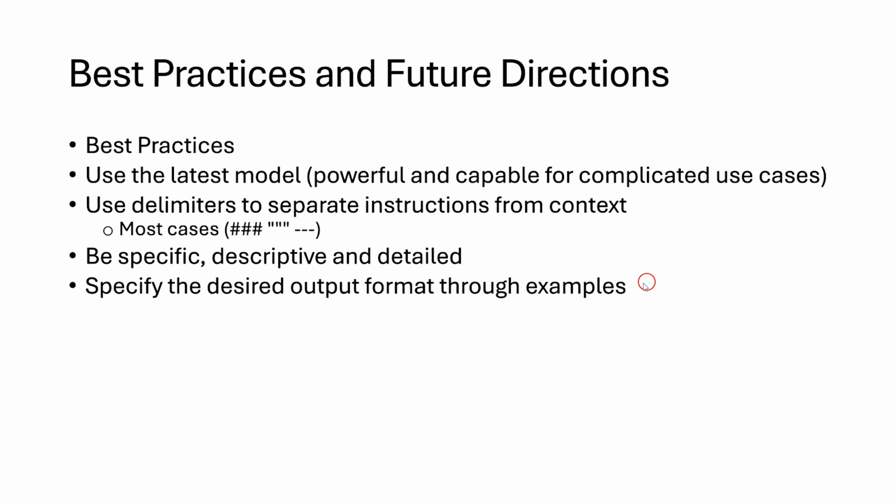The next one is to specify the desired output format through examples. If you provide examples in your prompts, your generative AI model will give you the response in your desired output format. Don't assume it will give your desired output format without specifying it. So you need to specify the desired output format and give some examples, and in that case it will understand much better.